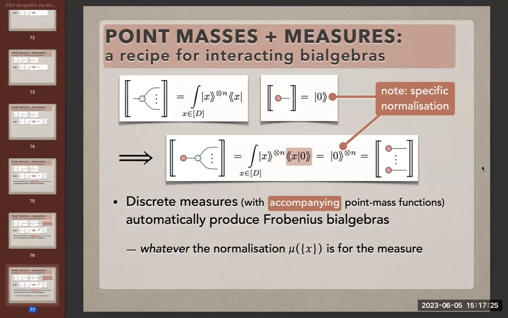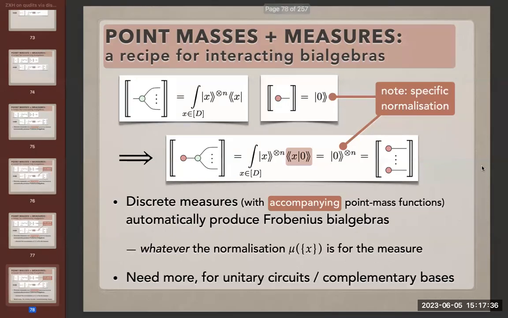Okay, so these results hold for whatever the normalization is that you take for the measure, for whatever measure you have, which is constant over the index sets D. Now, if you want to have a calculus that works for unitary circuits and complementary bases, you need more than this. Working with unitary circuits and avoiding scalar gadgets isn't something that's going to happen for all possible values of the measure. It's going to single out a very specific value of the measure.